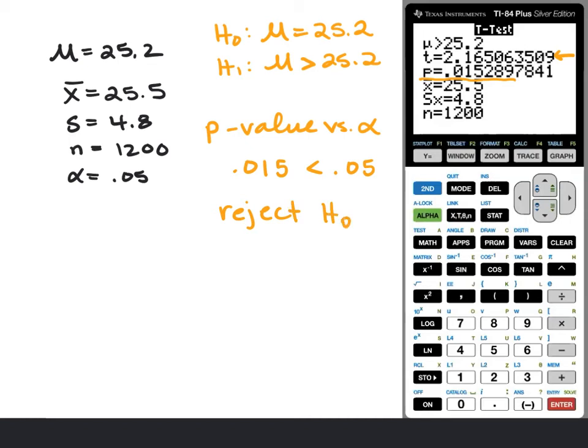Now, I'm not going to write the conclusion for this one. It would be the same as all of our other conclusions. What I want us to look at is, yes, there is statistical significance. So this right here, our p-value being less than alpha and our decision to reject the null hypothesis, that is statistical significance.